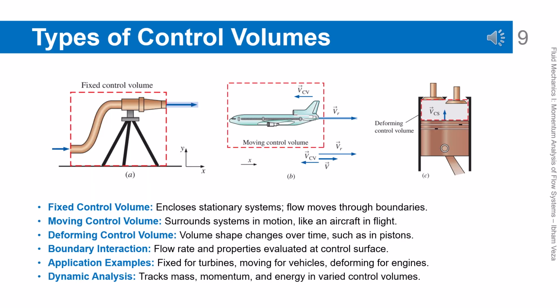Types of control volumes. Control volumes can be fixed, moving, or deforming. Fixed control volumes are commonly used for stationary pipes, nozzles, and turbines. Moving control volumes are used for vehicles or translating systems. Deforming control volumes are used for pistons or balloons. This classification helps in choosing the simplest and most effective analysis approach.